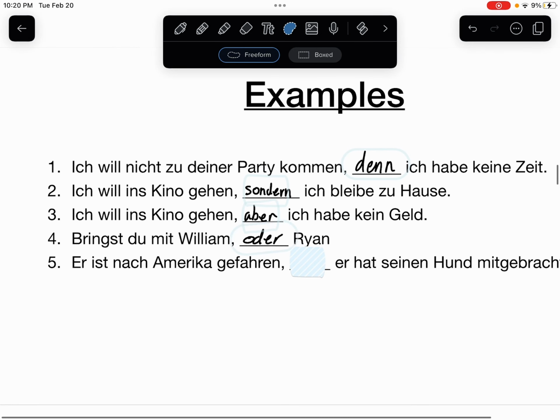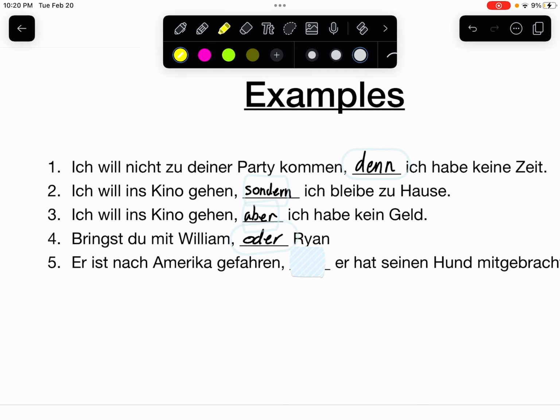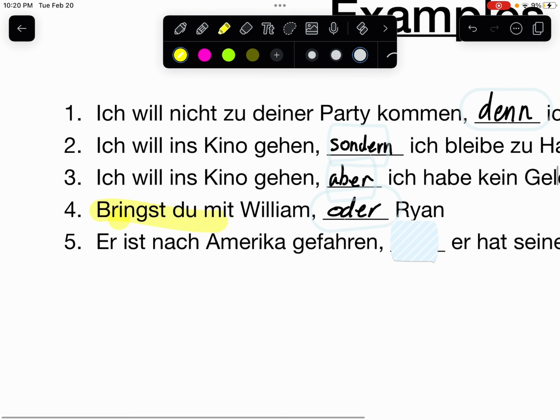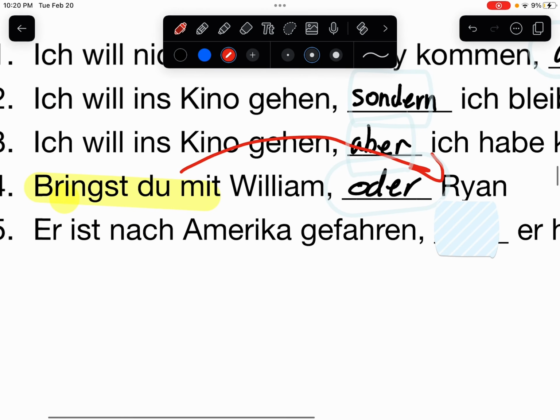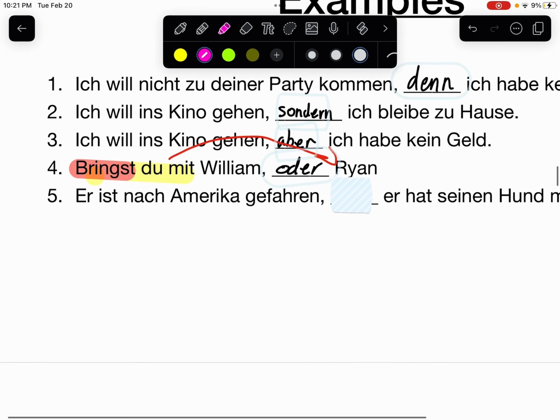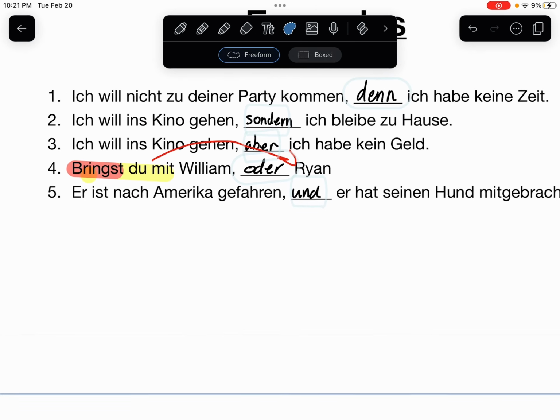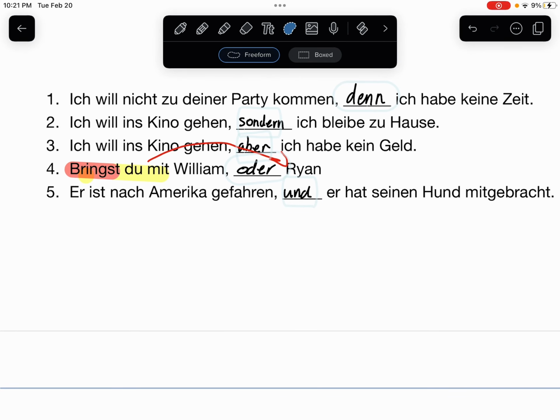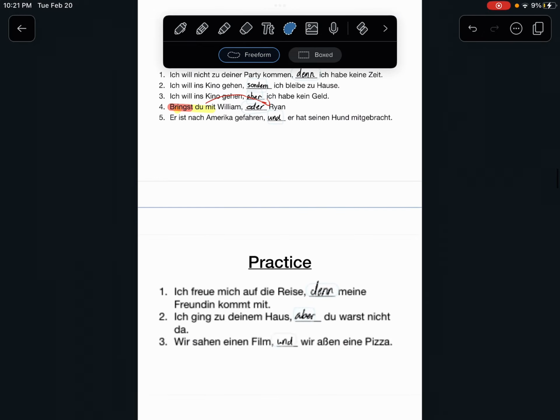Bringst du mit William oder Ryan? And notice here how we don't have bringst to mit in the second clause. That is because we're using the same verb in the first clause as we are in the second clause. So it's inferred, and we do not need to write it once again. That's a little shortcut. Number 5. Ist nach Amerika gefahren und hat seinen Hund mitgebracht, meaning he went to America and he brought his dog.